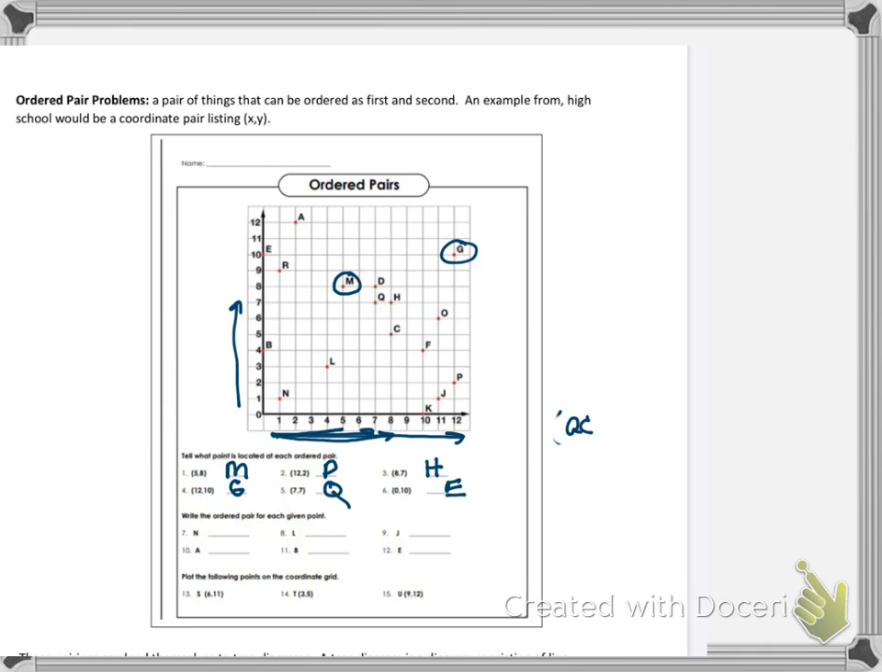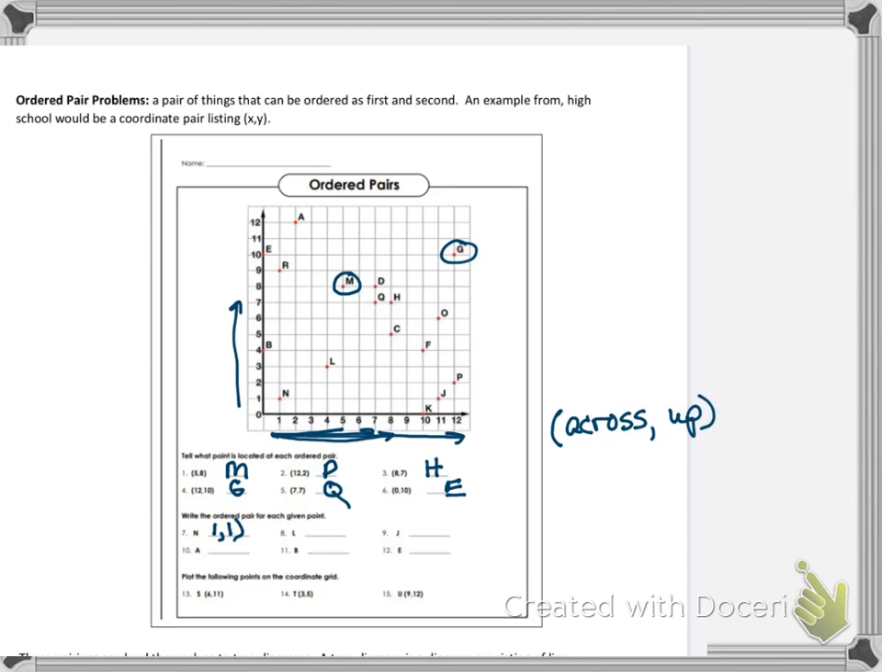So go across, comma, up. Okay, that's the order for an ordered pair. Now they're going to give us the letter. You're going to locate the letter and then figure out what the pair is. So I can see where N is. I would go across 1 and up 1.